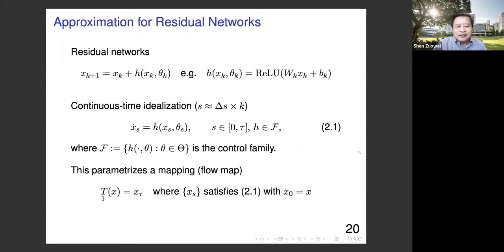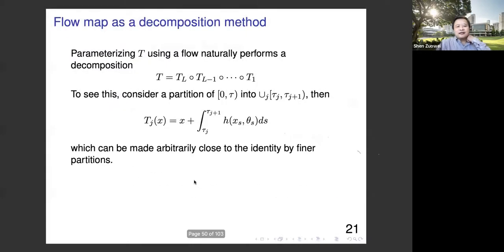So the flow map is your T_x. This T_x is exactly what we used before. It's the same as the T_x we did before. Even so, your T can become a composition of many layers. Very simple: your starting point is 0 and your end point is tau. You can partition the time domain and make each T_j equal to that. Then your T is exactly the composition of those. So this is connected with our previous series very well.